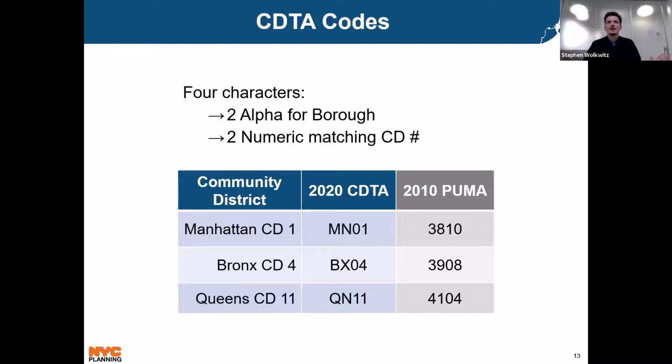Puma 4104 corresponds to Queens CD 11. With the CDTAs, we coded it, the first 4 characters, the first 2 being alpha indicating the borough, the second 2 being numeric matching the CD number. So QN11 corresponds to Queens CD 11 and so on. Pretty straightforward. You always know what CD you're working with.